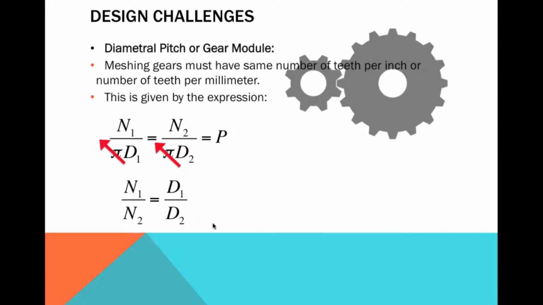If you manipulate this relationship back so it's N1 over D1, N2 over D2, that's what the pitch is going to be. We're not going to consider the pi because it doesn't matter. But just know anytime that I refer to diametral pitch, gear module, or just pitch, this is what I'm talking about. The main thing you need to remember is that for any two meshing gears, this ratio here needs to be equal.